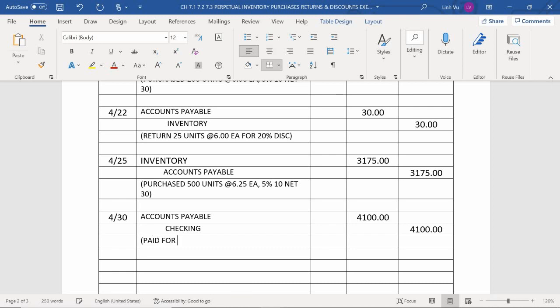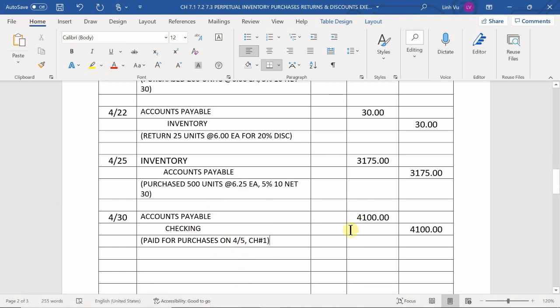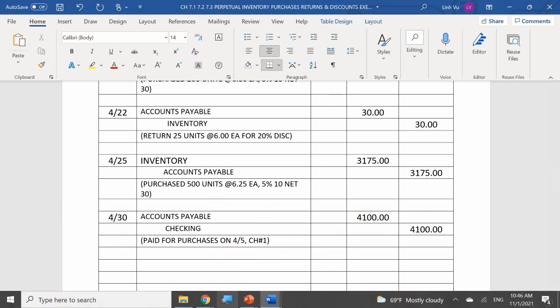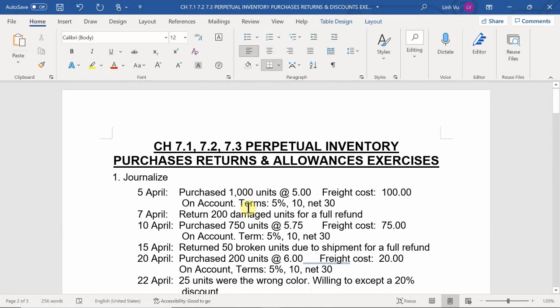Paid for purchases on April 5th. And then I'm going to use check number 101, or check number 1, since it's my first check. It's going to be for 4,100, because for my purchases on April 5th, this is what I owed. So then let's write the check out for the second batch of inventory.